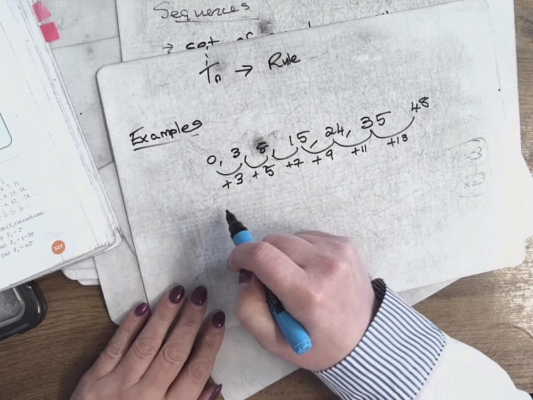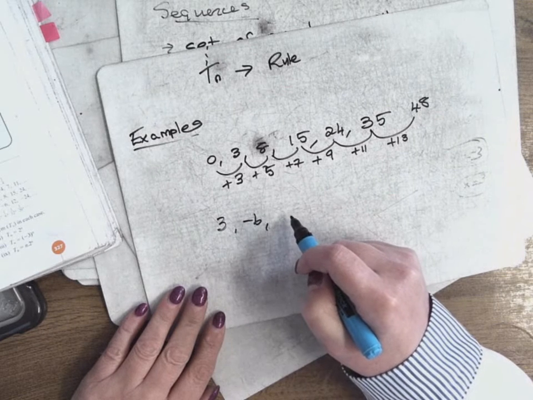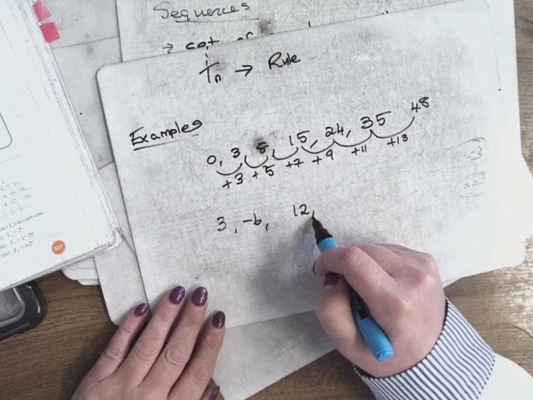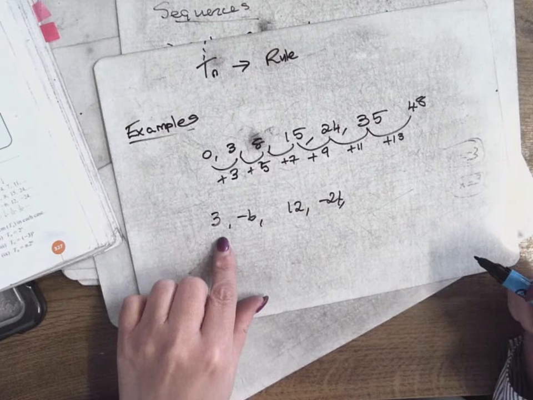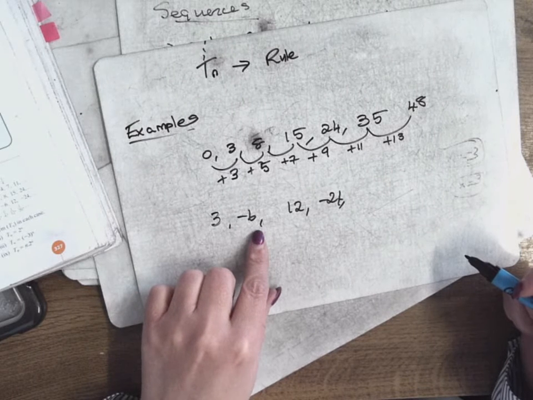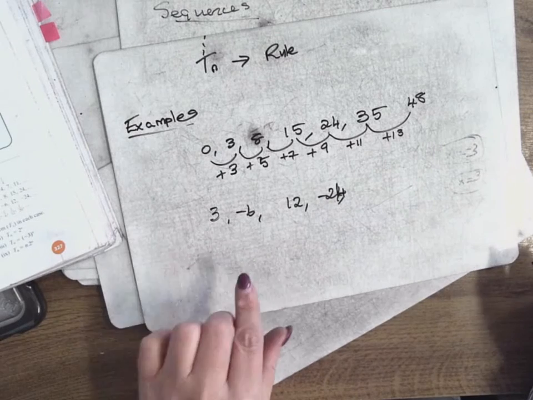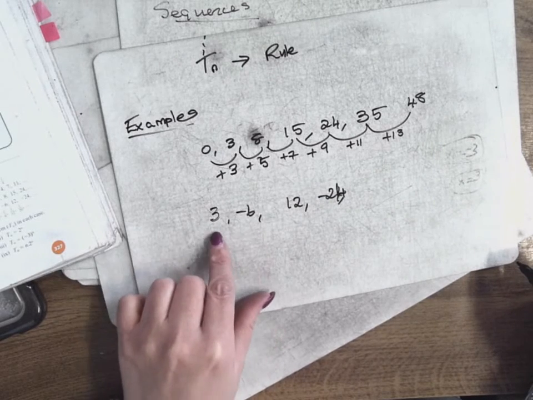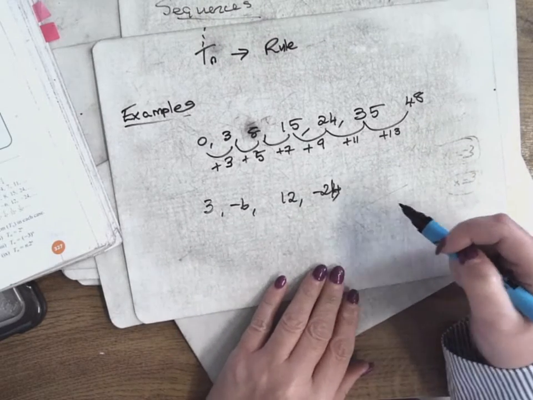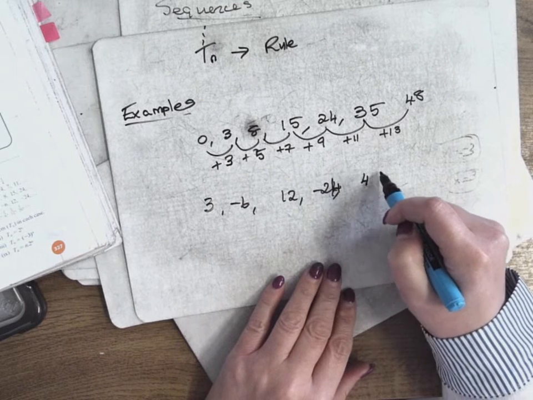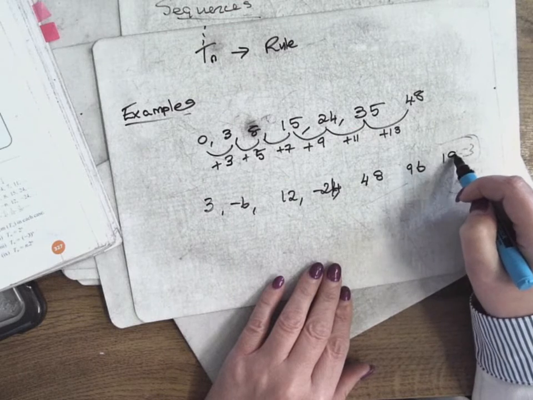Yes, you can. Next one: 3, minus 6, 12, minus 24. Write me down the next 3 terms. First, let's look at the numbers. Are you doubling the numbers every time? 3, 6, 12, 24. Yes, you're doubling them. So the next one would be 48, the next one after that would be 96, and the next one after that would be 192.